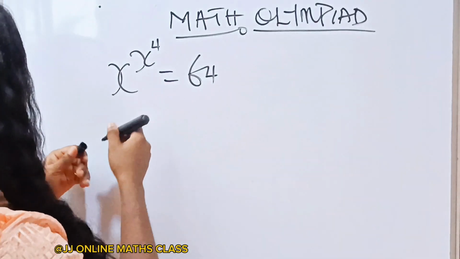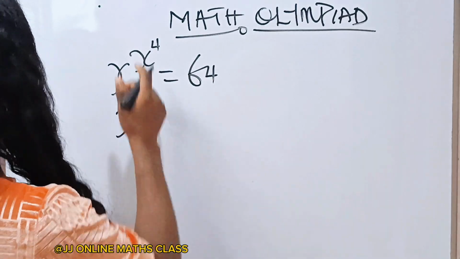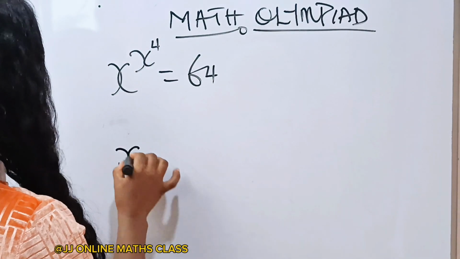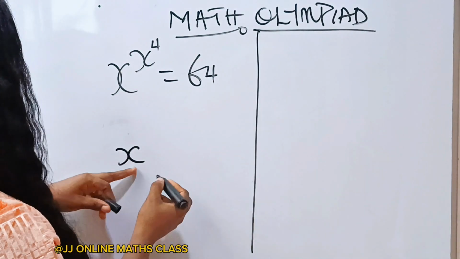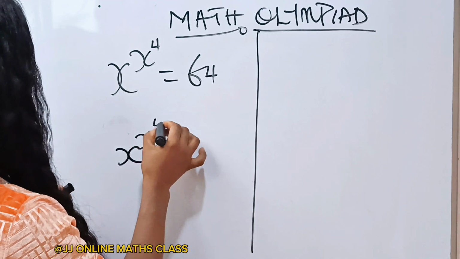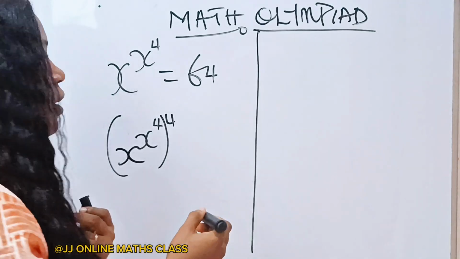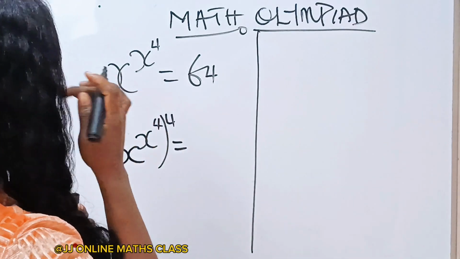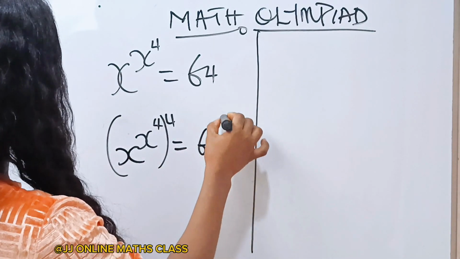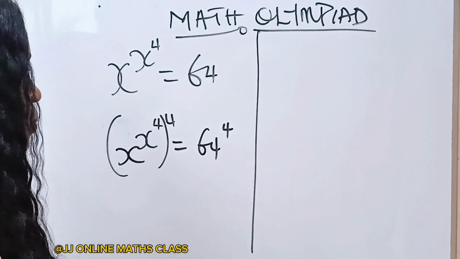Okay, so we can write x raised to the power of x to the power of 4, everything raised to the power of 4, is equal to 64 raised to the power of 4.